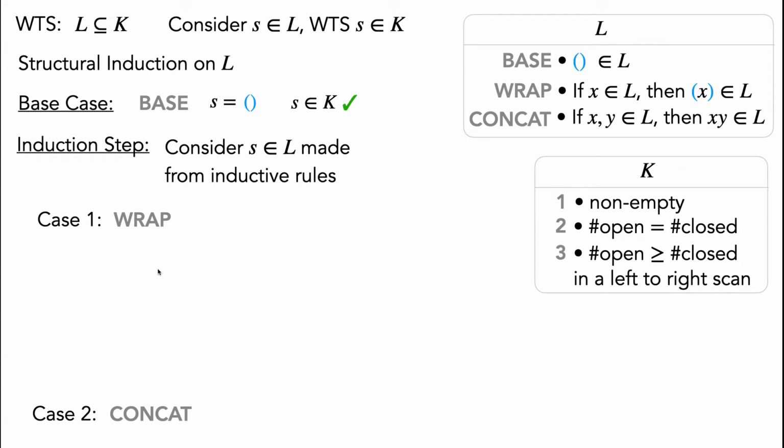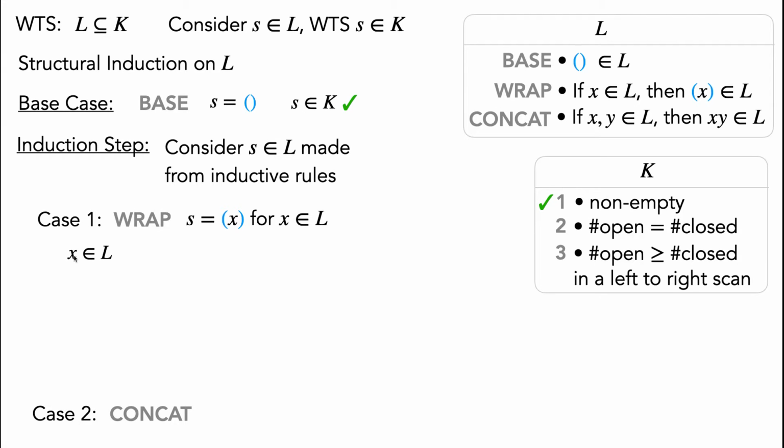If S was made from the wrap rule, that means we know it was equal to open paren x close paren for some string x in L. Looking at S, we can clearly see that it's non-empty, so it satisfies the first property. It's got at least one paren in there. Now the question is, can we prove that it satisfies the other two rules? Since this is induction, a good starting point is messing around with X, the inductive part.